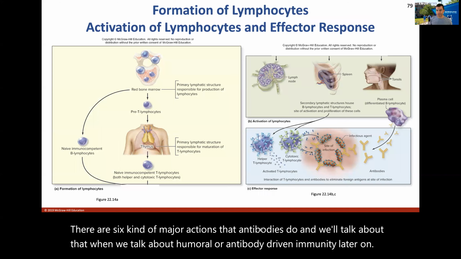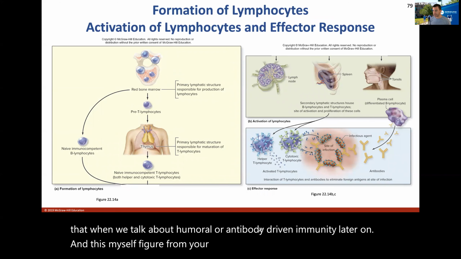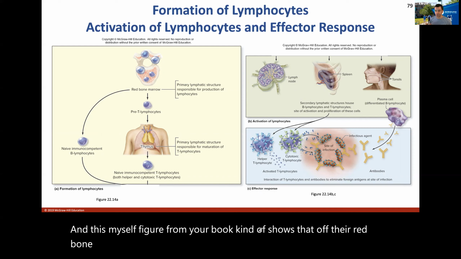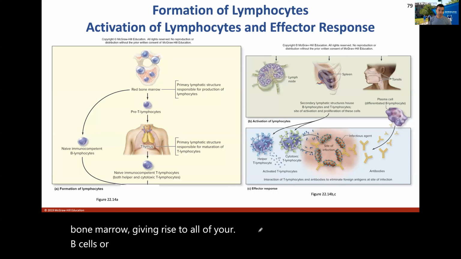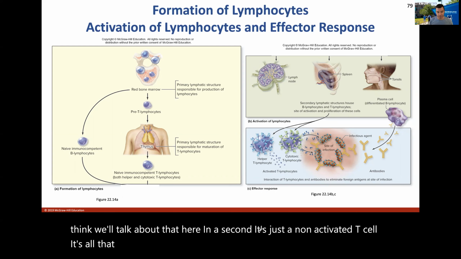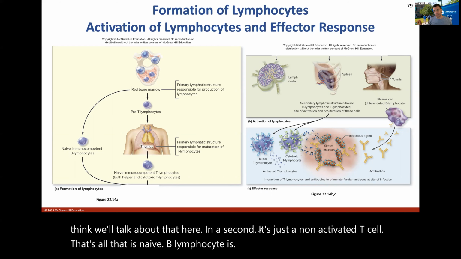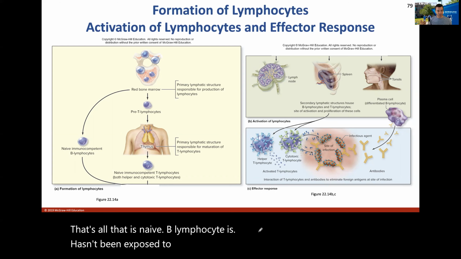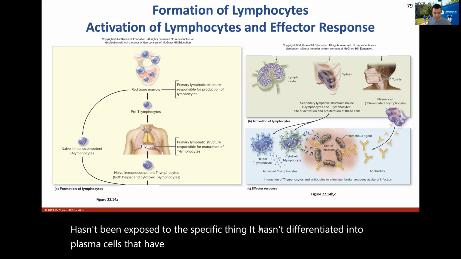And this nice little figure from your book kind of shows that off. Red bone marrow giving rise to all of your B cells or T cells, okay? And you can see they call them pre-T lymphocytes, and I think we'll talk about that here in a second. It's just a non-activated T cell. That's all that is. Naive B lymphocyte hasn't been exposed to the specific thing. It hasn't differentiated into plasma cells. It has not differentiated into an antibody, okay? So that's why they're called pre and naive, all right?